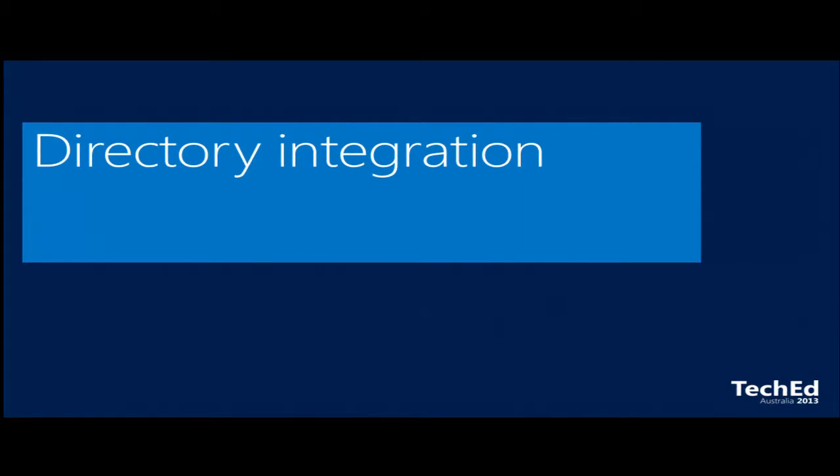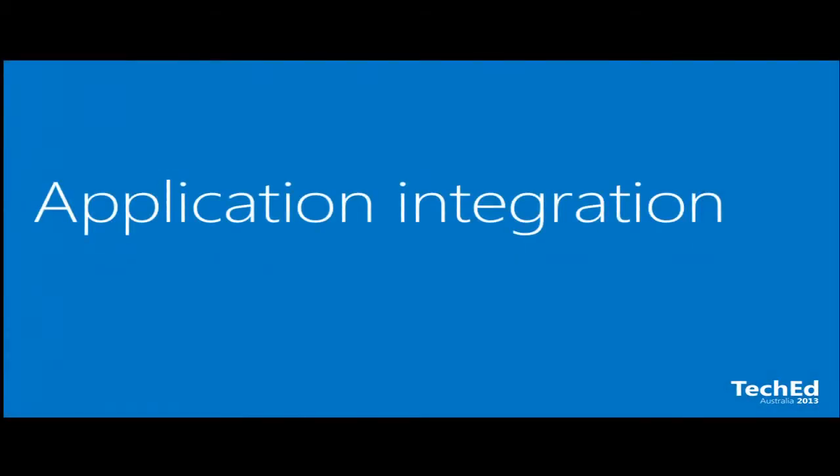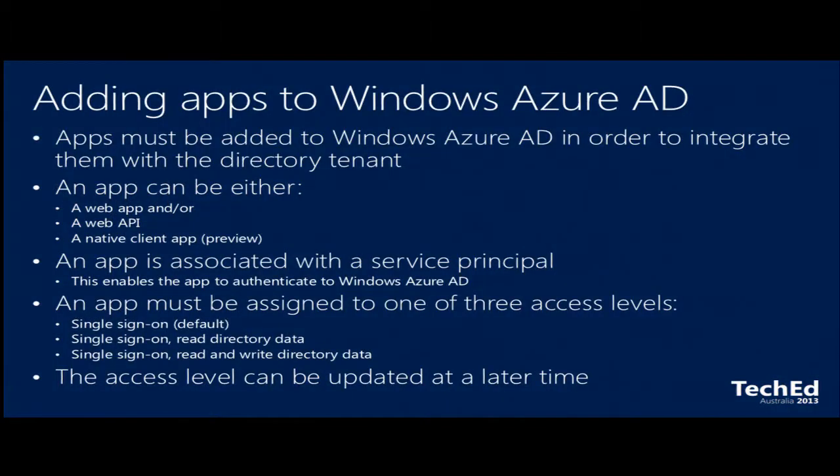So that's tenant administration. The next topic is application integration. So you're building a new cloud application, maybe migrating an existing one. You want to make use of Windows Azure AD, whether it's integrated with an on-premises AD or not. How do you begin to integrate your applications with Windows Azure AD for authentication purposes? And it's a pretty simple process, and I'll walk you through this in a moment.